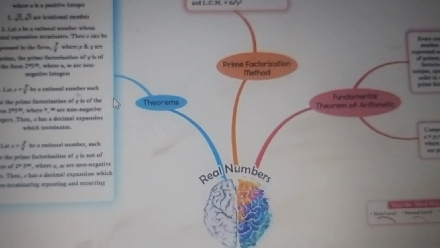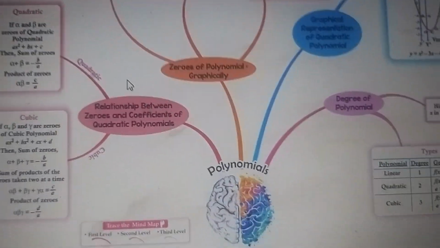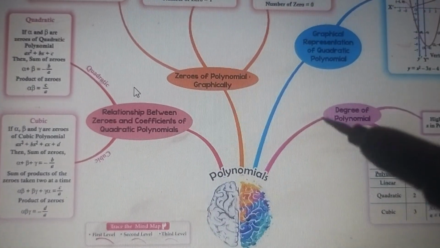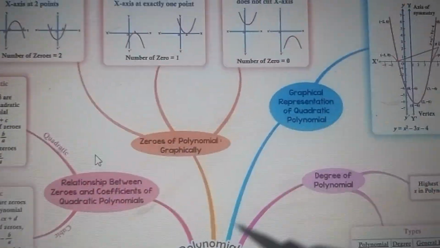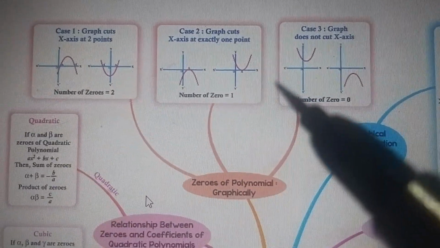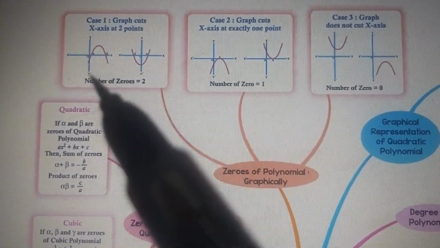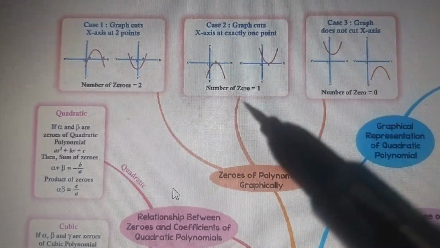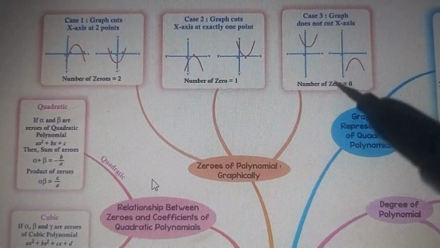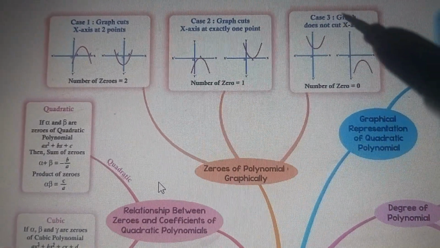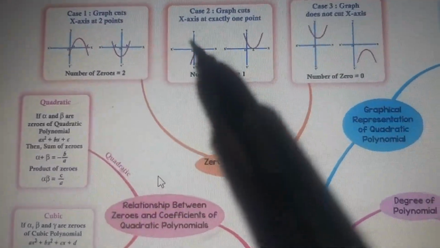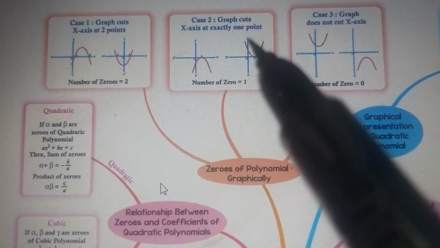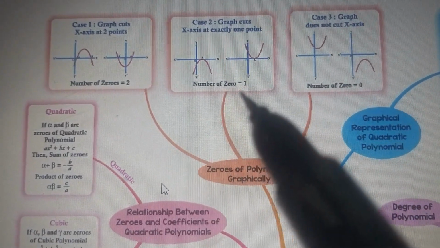Okay, next chapter, what is next? Polynomials. This is an algebra topic, that is polynomials. In this, quadratic, cubic, and what is important? Graphs are important, children. Number of zeros equal to 2. Here in the graph, see here, the number of zeros is 1 and the number of zeros is 0. That is, if the graph does not cut the x-axis, then the number of zeros is 0. If the graph cuts the x-axis at exactly 1 point, then the number of zeros is 1.